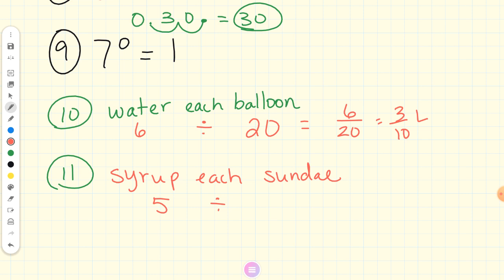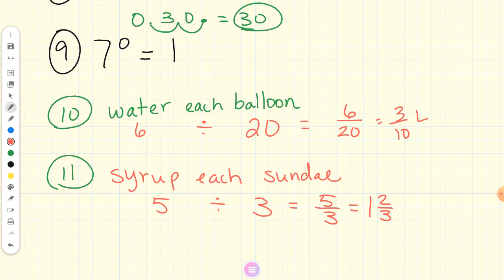Emma, 3. Why is it 3 and not 2? Because it said he made it for himself and his 2 cousins. He made it for himself and his 2 cousins, with no math involved, that's 5/3. Is that my best answer? No. Audrey, what does that reduce to? 1 and 2/3. So 1 and 2/3 ounces of syrup for each Sunday.